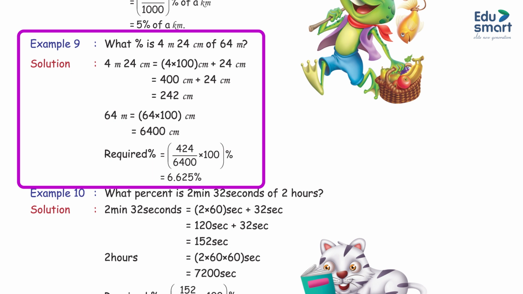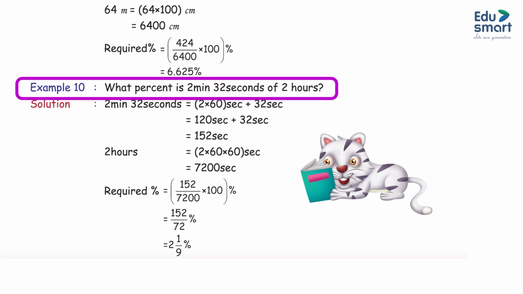6400 centimeter. Required percentage: 424 upon 6400 into 100%, 6.625%. Example 10. What percentage is 2 minutes 32 seconds of 2 hours?